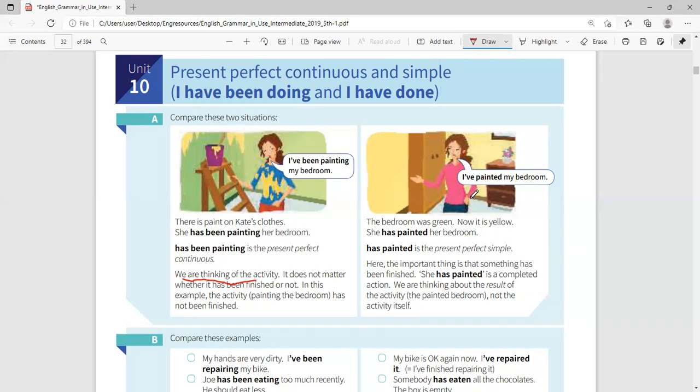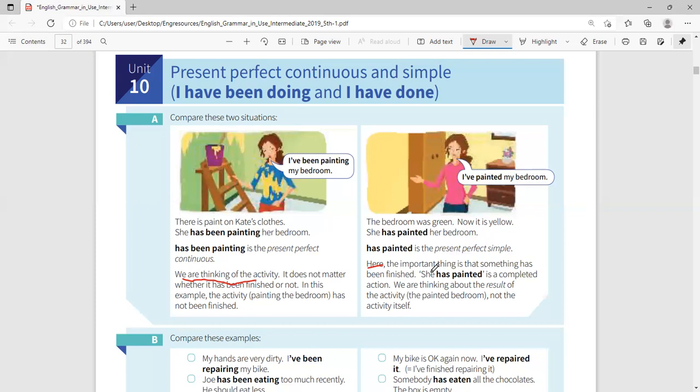So when you hear I have painted, we are not really concerned about the activity, like when it started and continued up to now. That is not the issue here. The issue is, is it complete or is it not complete? So when she says I have painted, we are looking at something that is complete as we are talking. So has painted is the present perfect simple. Here, the important thing is that something has been finished. So present perfect is only interested in the completion.